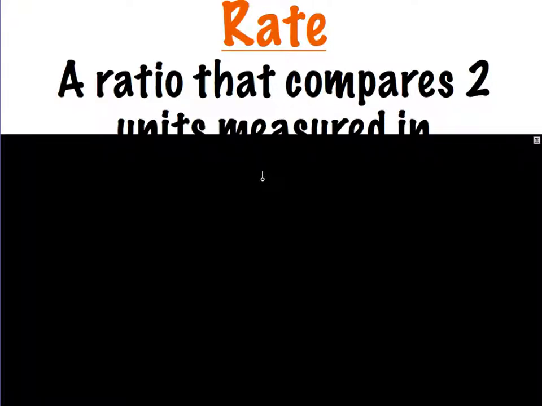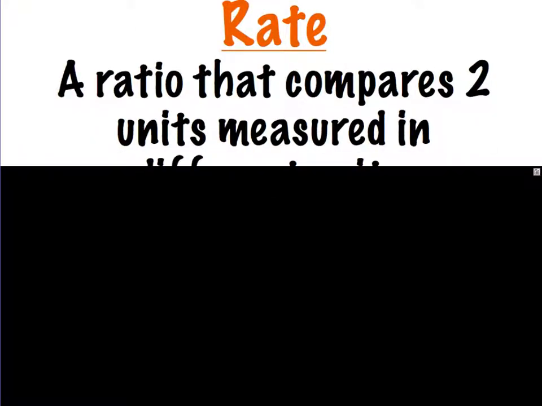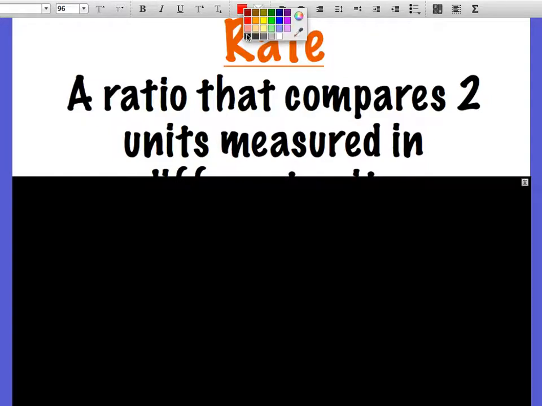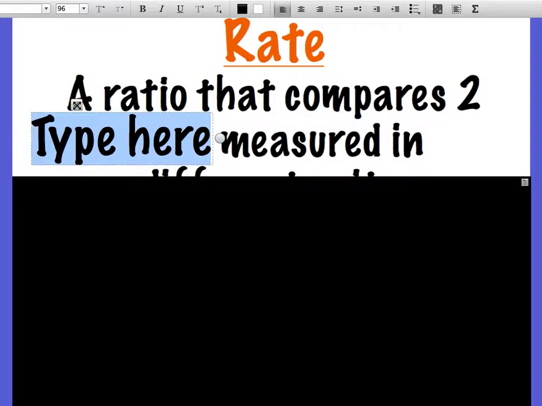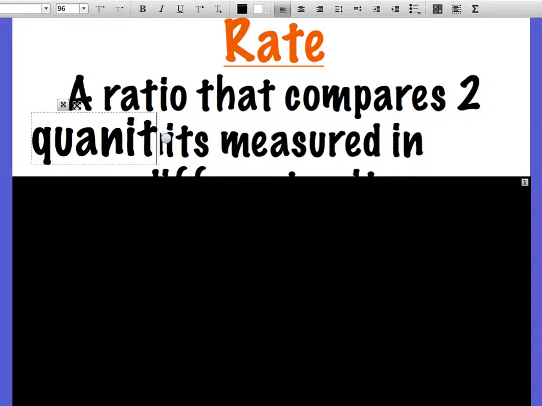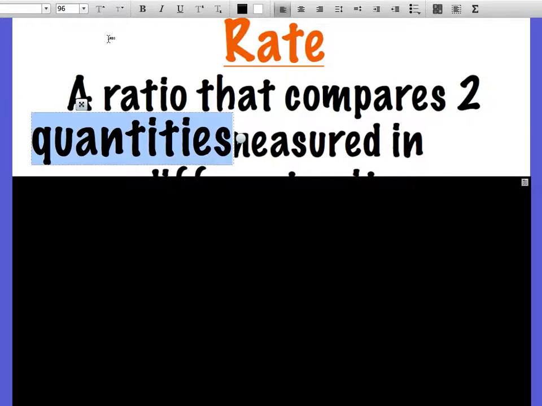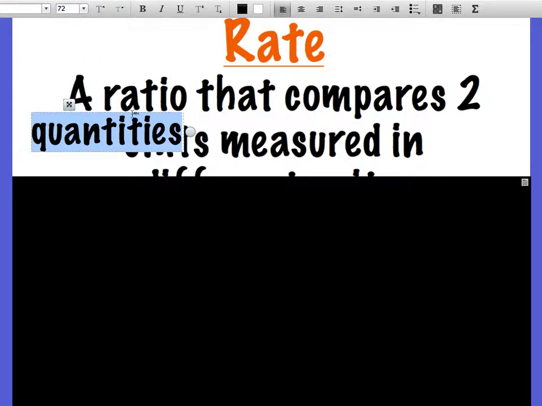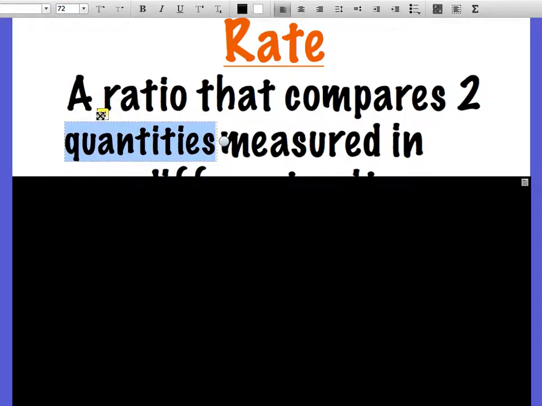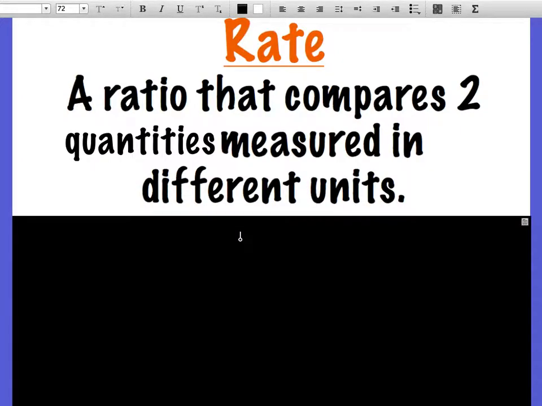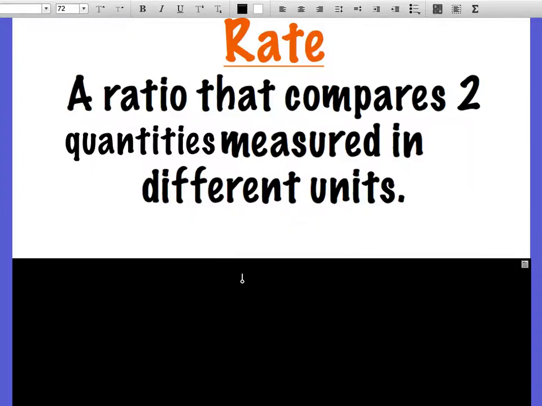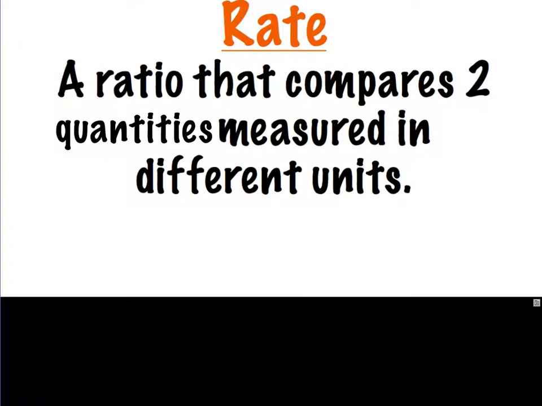A rate is a ratio that compares two units, and I'm actually going to change this word units because I don't like it, and we all know I change things that I don't like. So that compares two quantities measured in different units. Okay, so a rate compares two quantities measured in different units.